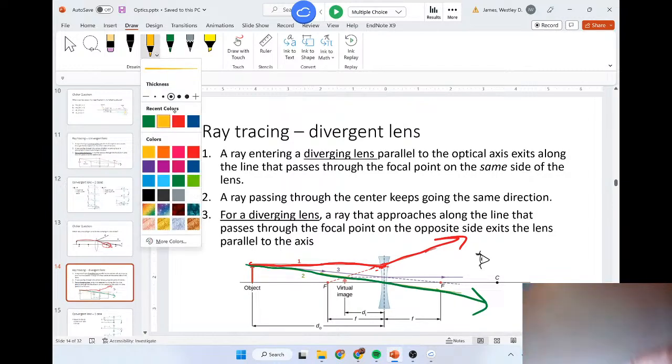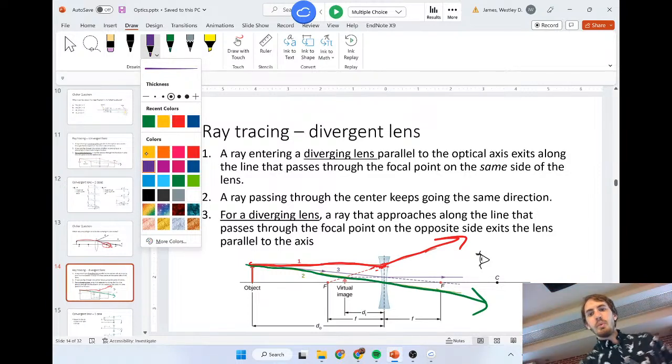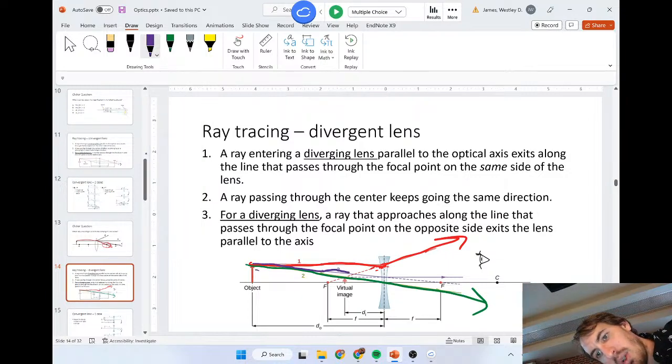Number 3, we want to make a line. Our goal for number 3 is we start here, and we want to draw a straight line to the focal point on this side. We start drawing that line, heading in the direction of that focal point on the other side. So we're heading towards that focal point, trying to hit it. But the second we hit that lens, we go flat. So we're heading towards the focal point on the other side. We hit the lens and go flat.